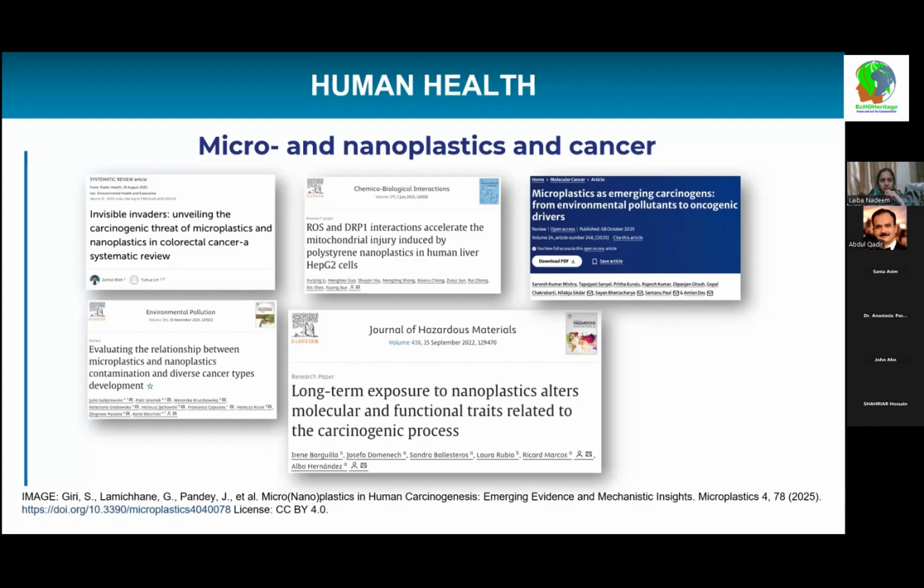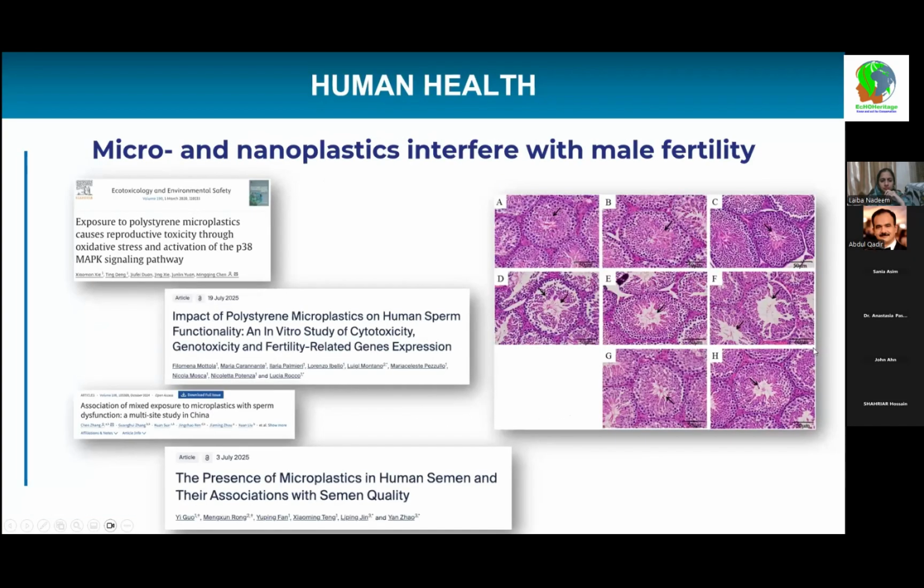On our website, you can find interviews with oncologists and other scientists who are talking about the effects of micro and nanoplastics. The next system is fertility, and growing evidence suggests that the reproductive system is really vulnerable to micro and nanoplastics.